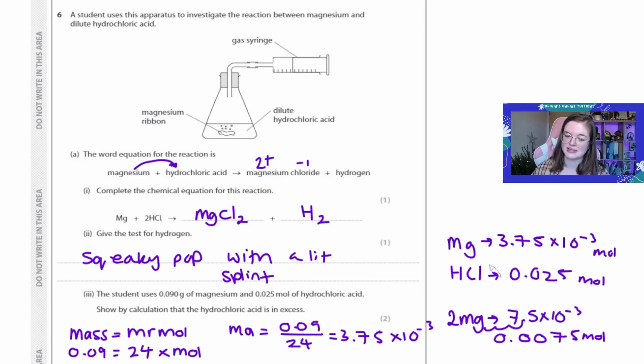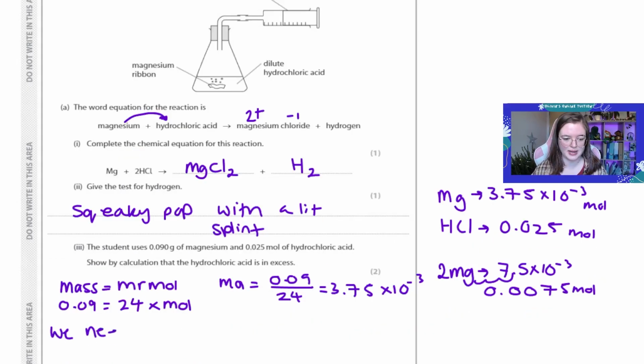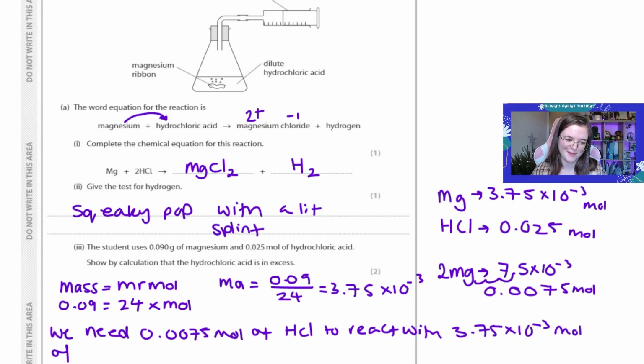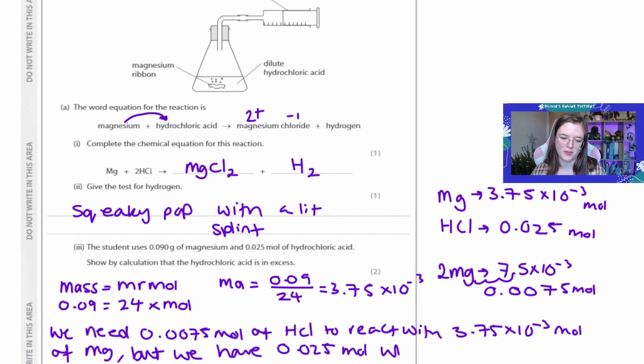Therefore, what we need to say is that we need 0.0075 moles of HCl to react with 3.75 times 10 to the power of minus 3 moles of magnesium, but we have 0.025 moles, which is greater. And there we are. And that is that, 2 marks.